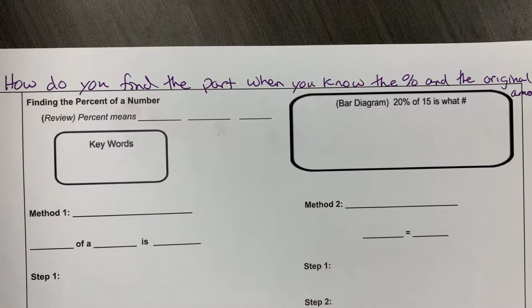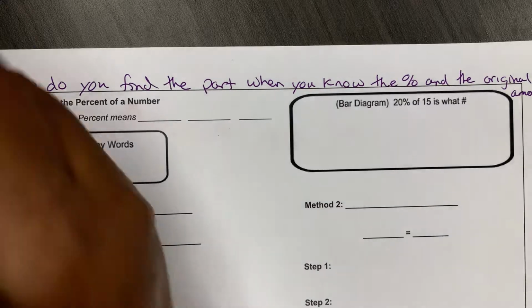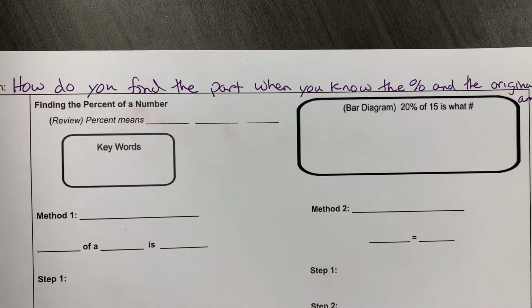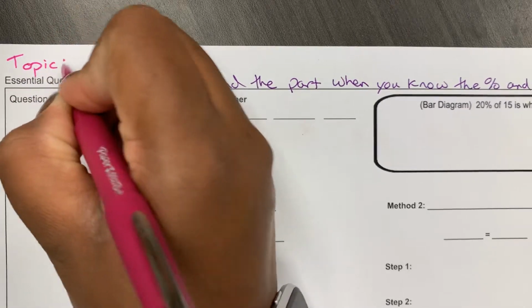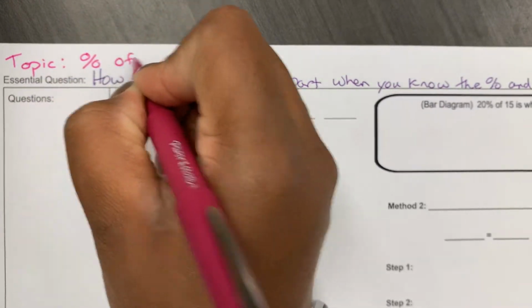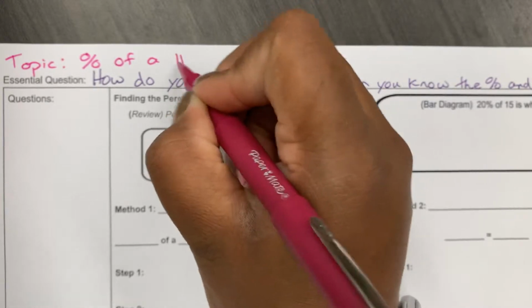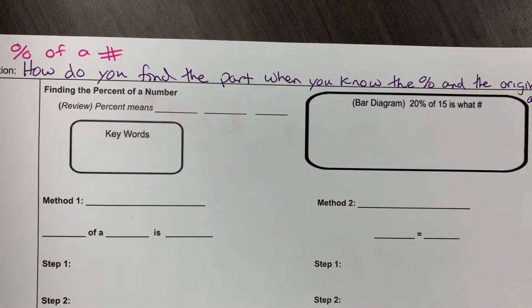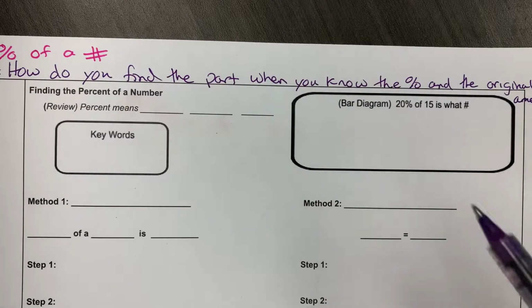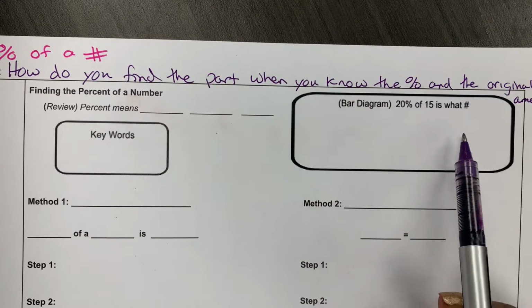And I know for those of you who are wondering, the topic is percent of a number. Topic: percent of a number. And again, if you're not going to remember, that means the number sign. If you're still thinking hashtag, well, then you write out the word number. All right. So going back, we have an opportunity to do a bar diagram, which we're going to practice again.